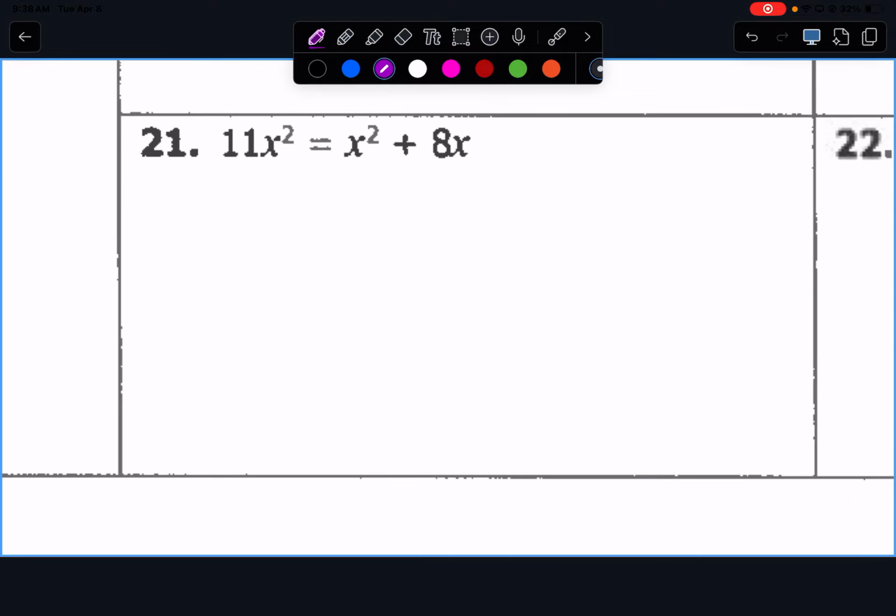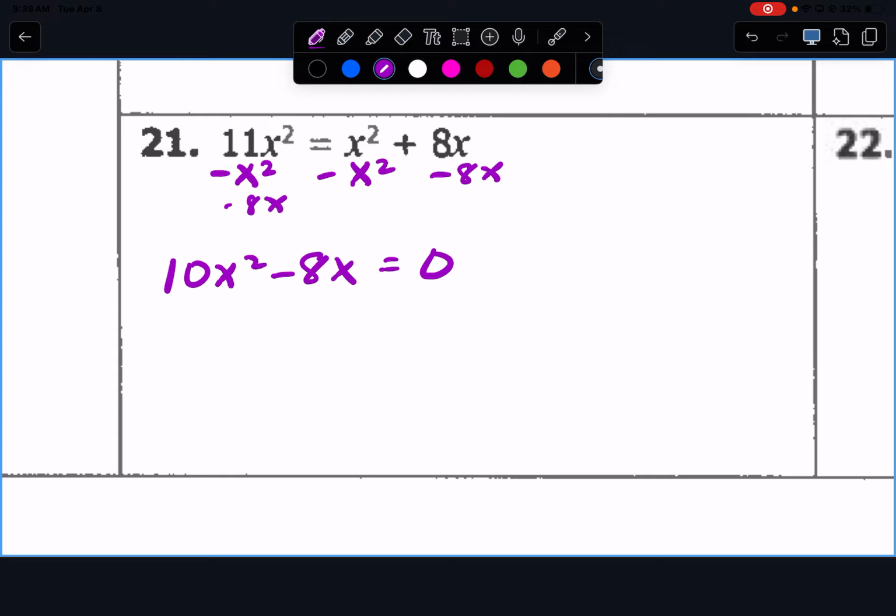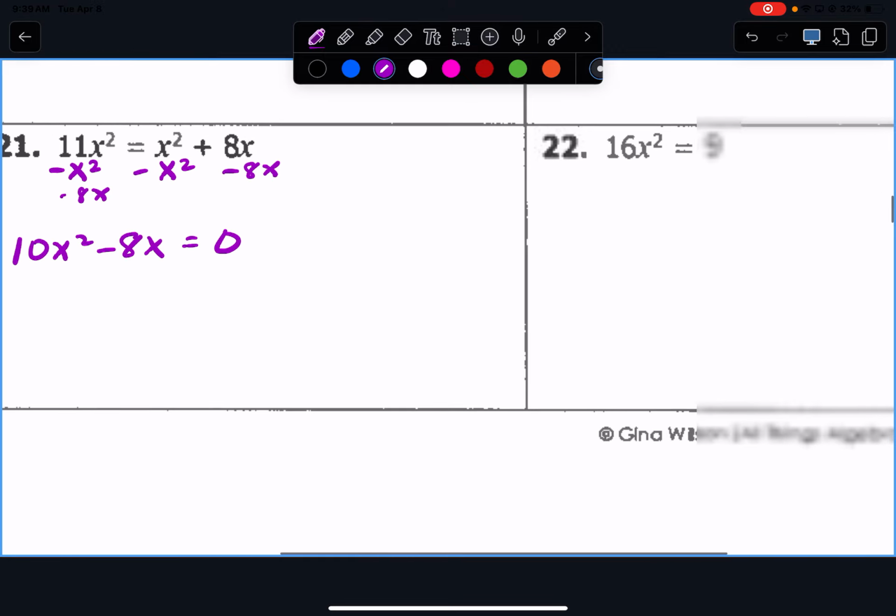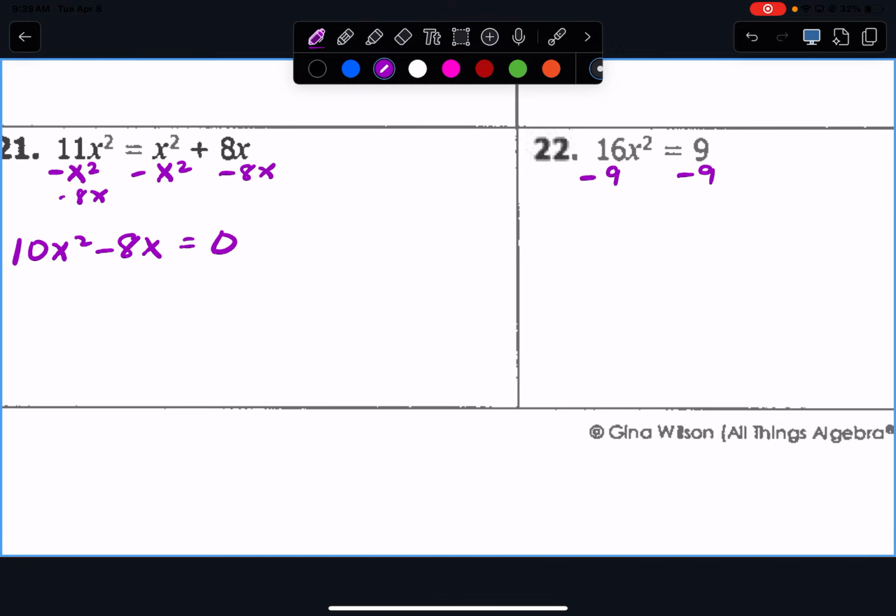And then we have 21. How does that work? A thing about factoring: you want your x squared term, you want your a to be positive to make your life significantly easier. If you can keep that front term positive, it makes your life easier. So, knowing that, would I move the 11x over here or the x squared over here? That's what I would do to make it easier on myself. Then I had to move the 8x as well. So I get 10x squared minus 8x equals 0. And then for 22, what should I move? So I get 16x squared minus 9.